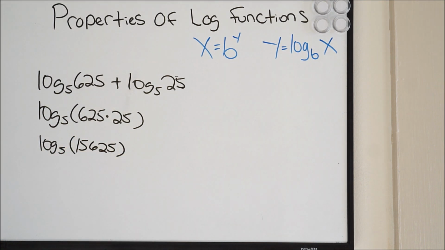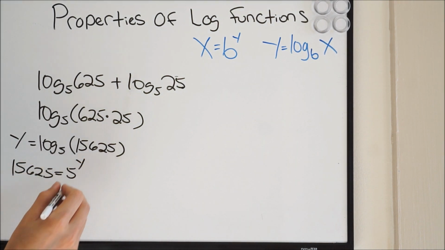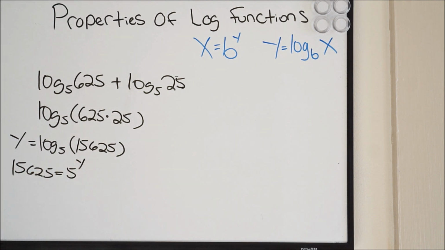Again, using your equations up here, here we are in our log form, so we have y equals. Let's put it in its exponential form. So doing that, we'll have 15,625 equal to 5 to the y power. So what do I need to plug into y in order for this to equal 15,625? You're probably going to need a calculator for this one, but if you put in a 6, this will equal out. So your answer here is 6.